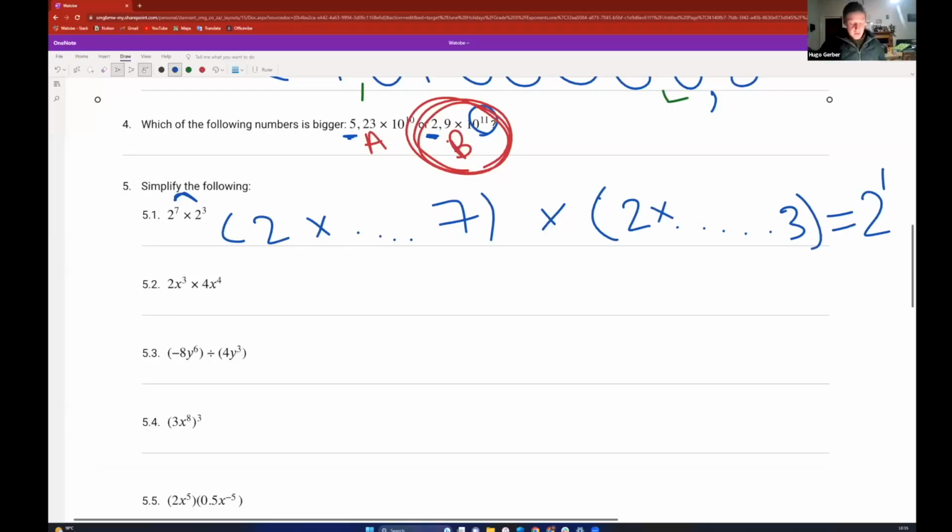Right, for number 5.2, 2x to the power of 3 times 4x to the power of 4. Can I have any answers in the chat for that one? Any answers in the chat for that one? So the 2 and the 4 we can multiply with each other, and we're going to get 8.